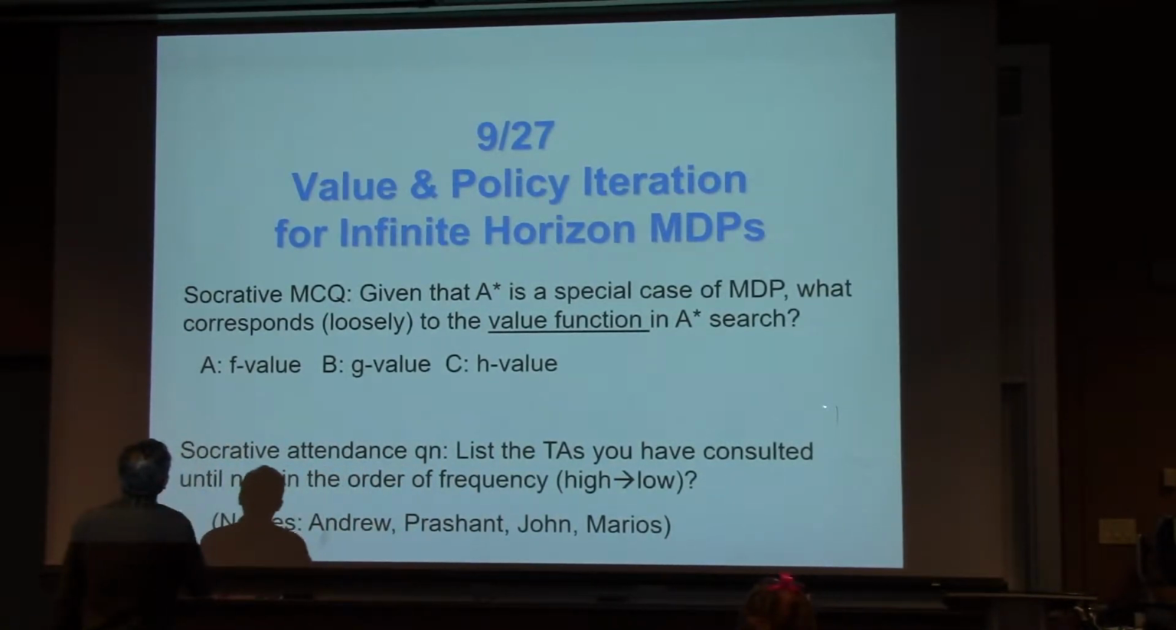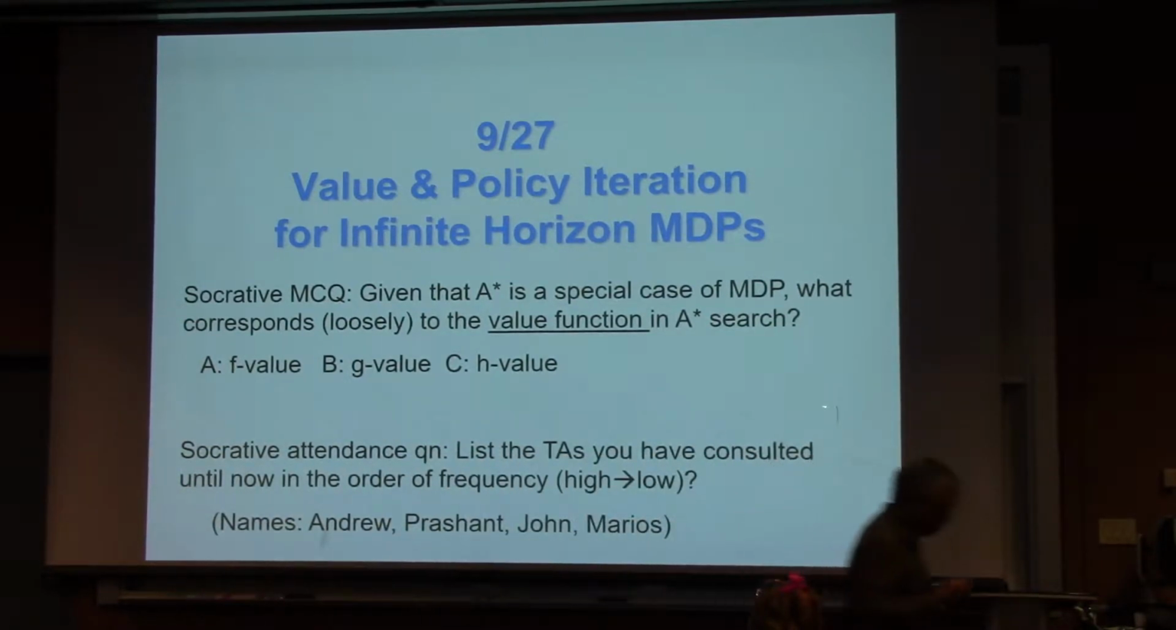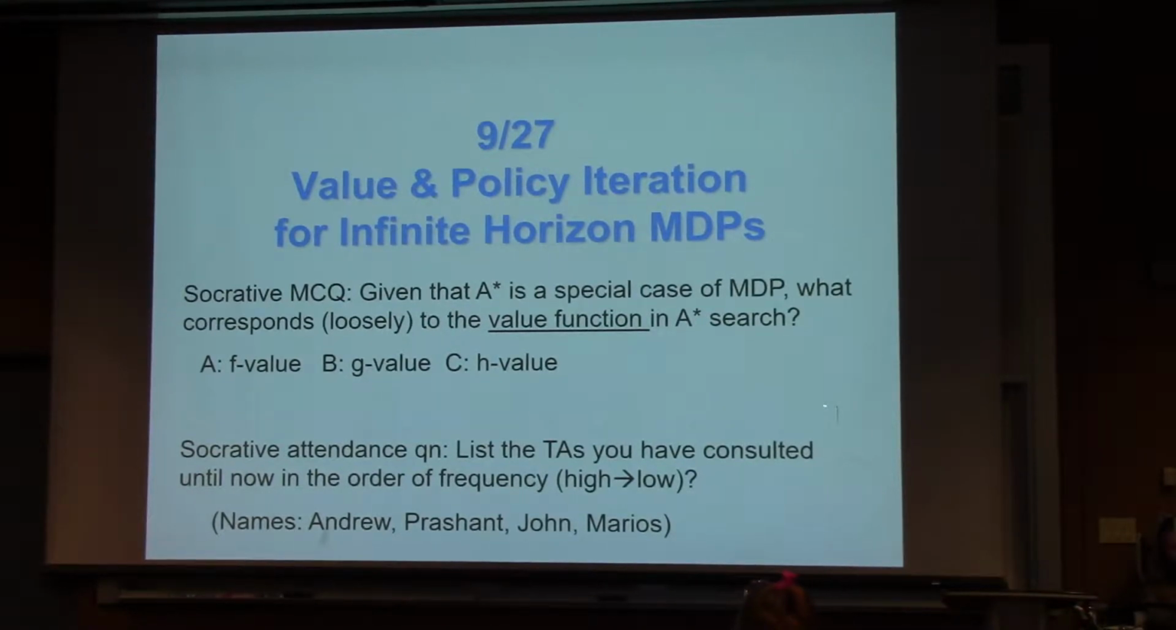Anyway, why don't we start with the multiple choice question? It's essentially asking, given that A star search is a special case of Markov decision processes, which we'll be talking about a lot, what corresponds to the value function in MDP in A star search? I gave you three answers there: F, G or H values. Pick which one it is.